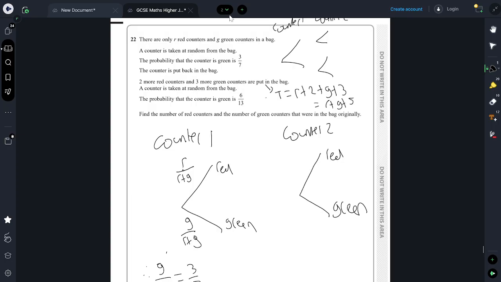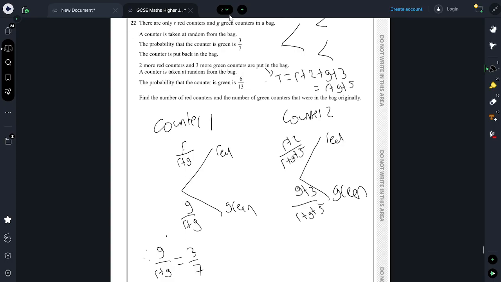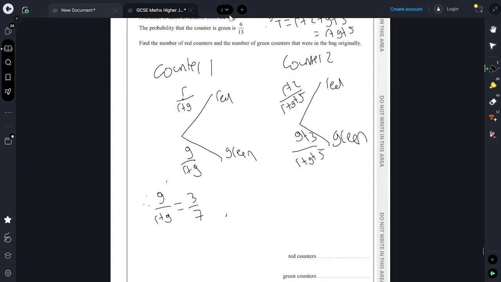So the probability of taking a red counter now is going to be R plus 2, because there's now R plus 2 red counters over R plus G plus 5. Likewise with green, there are three more green counters. So it's G plus 3 green counters to choose from over R plus G plus 5. And it also tells us that in this probability here, G plus 3 over R plus G plus 5 is 6/13.